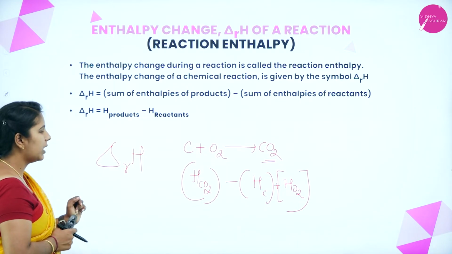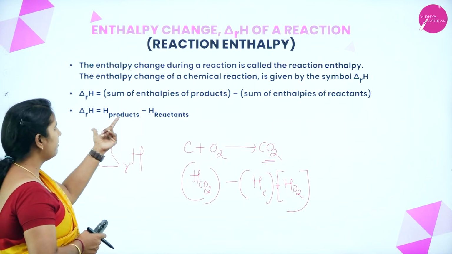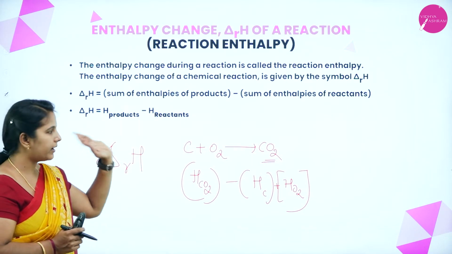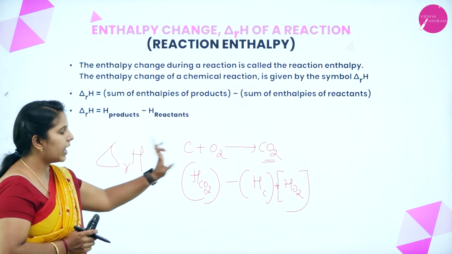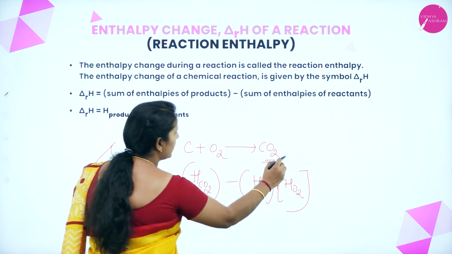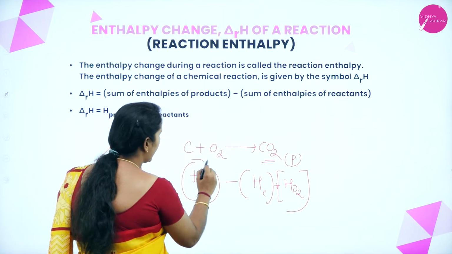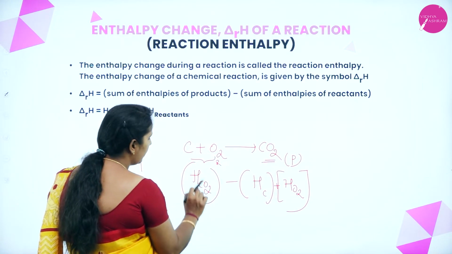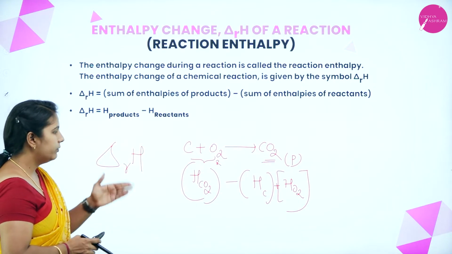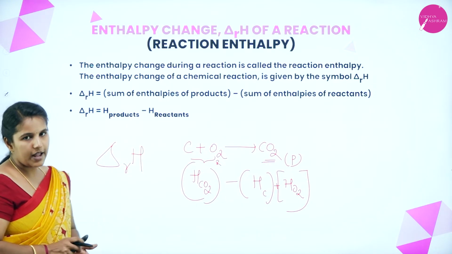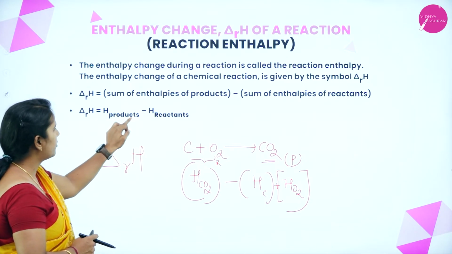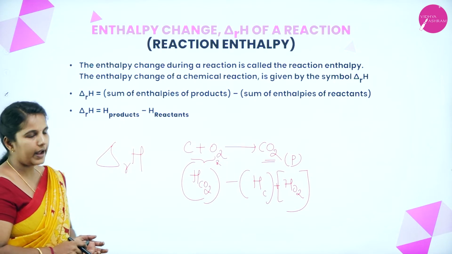How will the reaction enthalpy be obtained? It will be obtained by the sum of the enthalpies of the products minus the sum of the enthalpies of the reactants. For example, if I consider carbon and oxygen giving rise to carbon dioxide, this is my product and this is my reactant. So the reaction enthalpy is equal to the enthalpy of the product minus the enthalpy of the reactants.